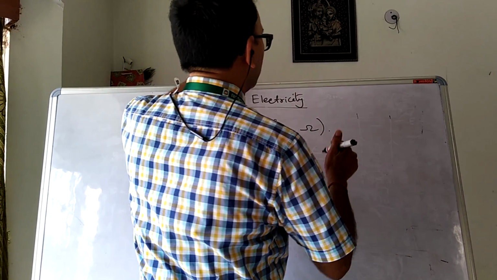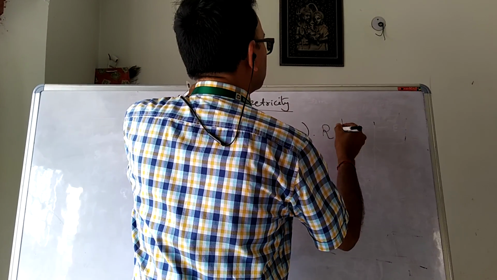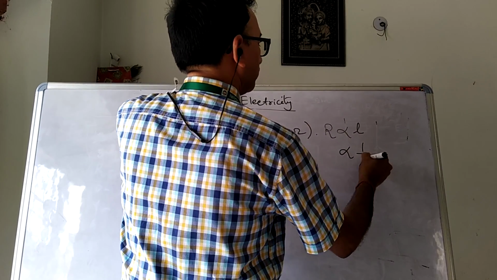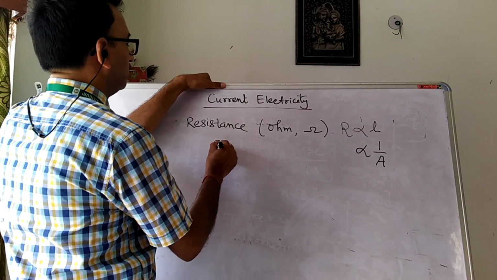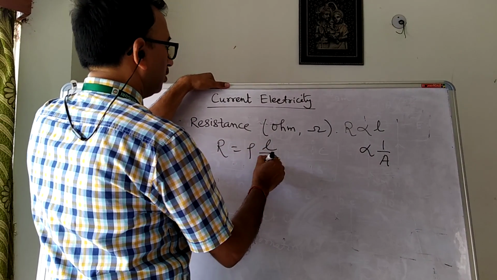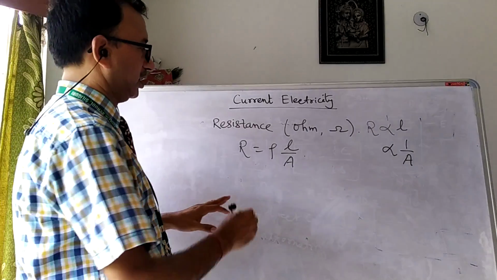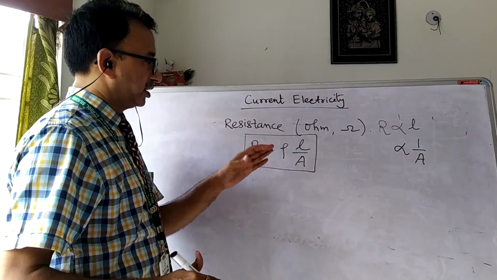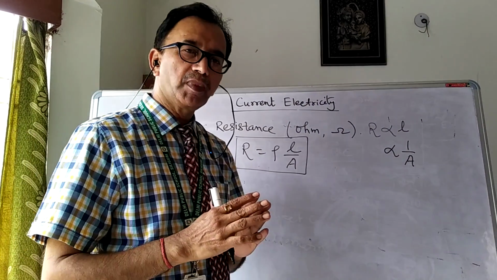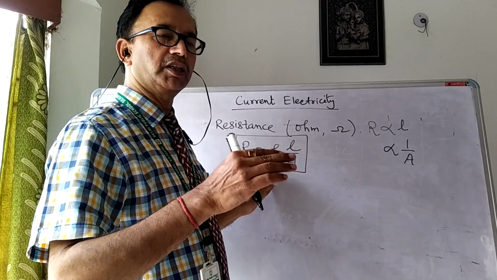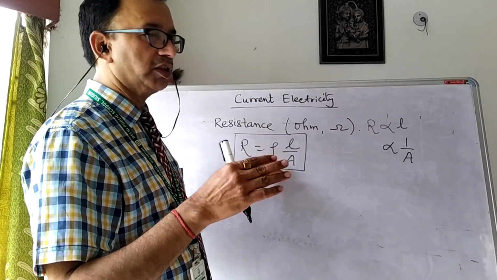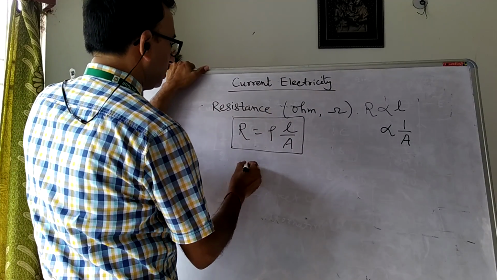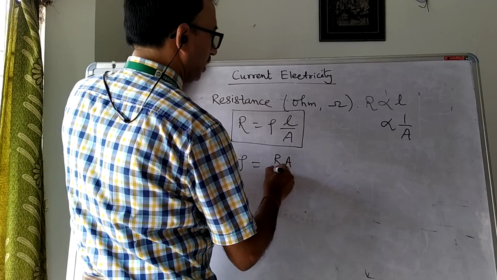The resistance R is directly proportional to the length and inversely proportional to the area of the conductor. So we say that R equals rho L by A. What is rho? It is known as the resistivity. Resistivity is the inherent property of the material of the body. The resistivity of a conductor is minimum, and the resistivity of a semiconductor lies between conductor and insulator. Insulator has the maximum. So the resistivity is rho equals RA by L.